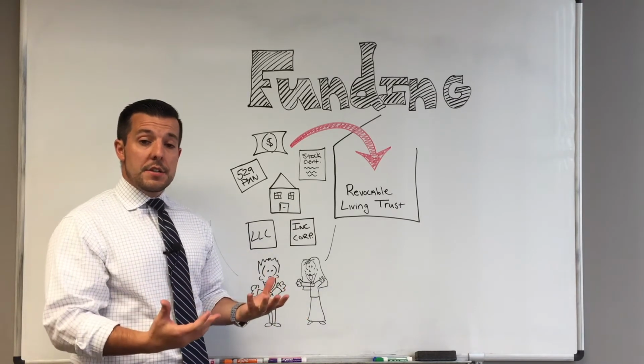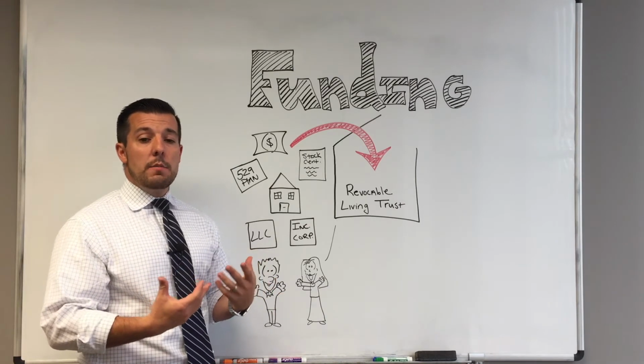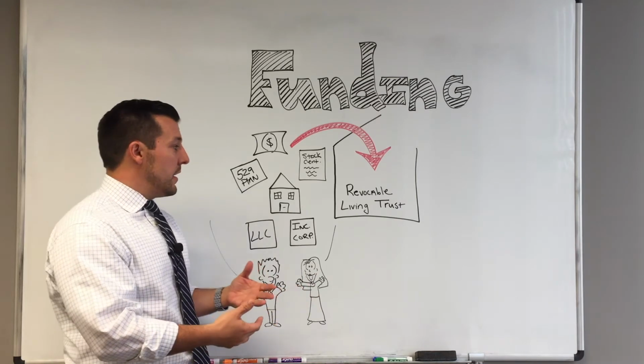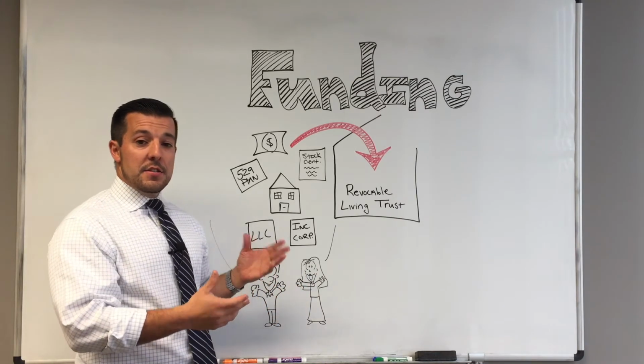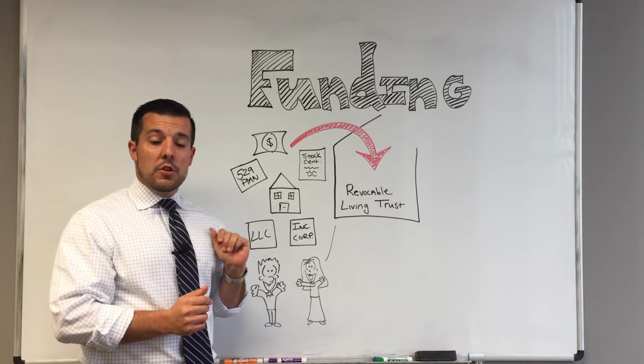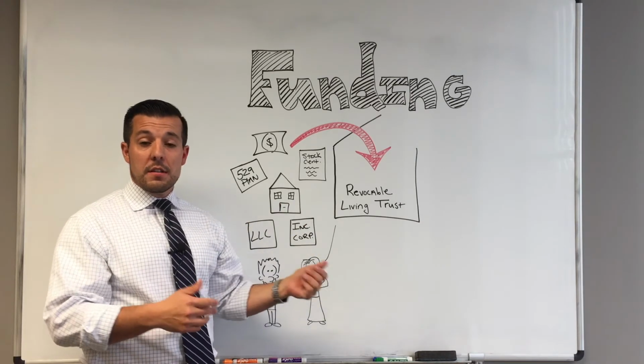All of these things are items and assets that we may want to put into a trust after we've created it. And the act of funding is retitling and renaming those assets. So now instead of them being in your name, they're in the name of your trust. That's all it is.